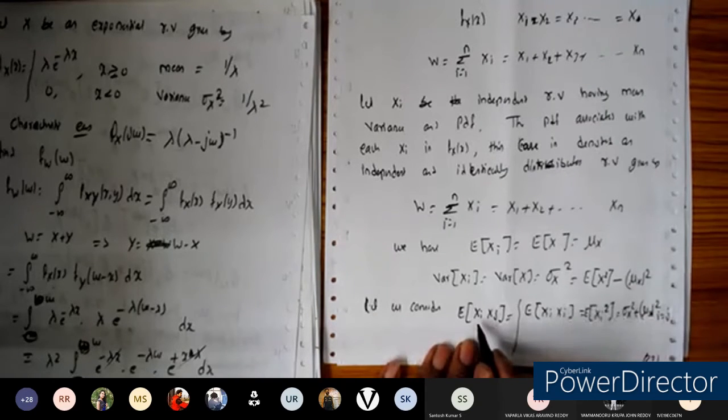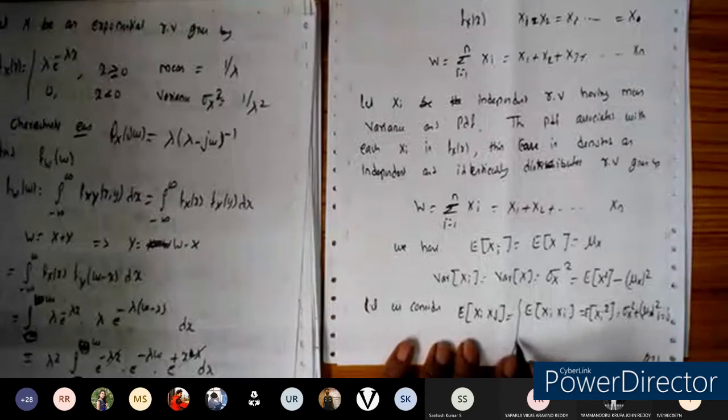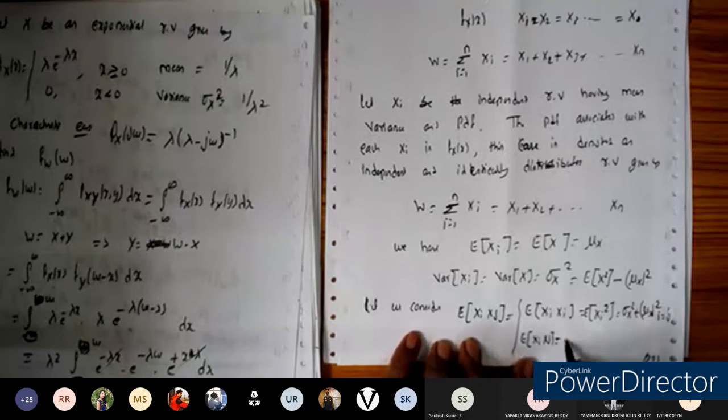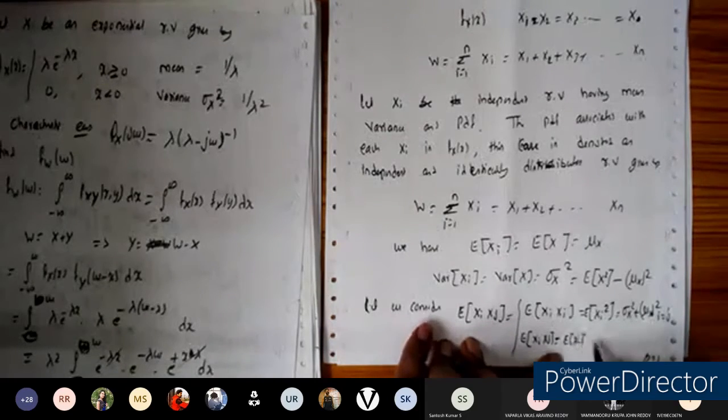So if i is not equal to j, what happens here? Since we know that these are independent random variables, for independent random variables we can write, when i is not equal to j, the expected value of xi into xj as the product of the expected value of xi into the expected value of xj.